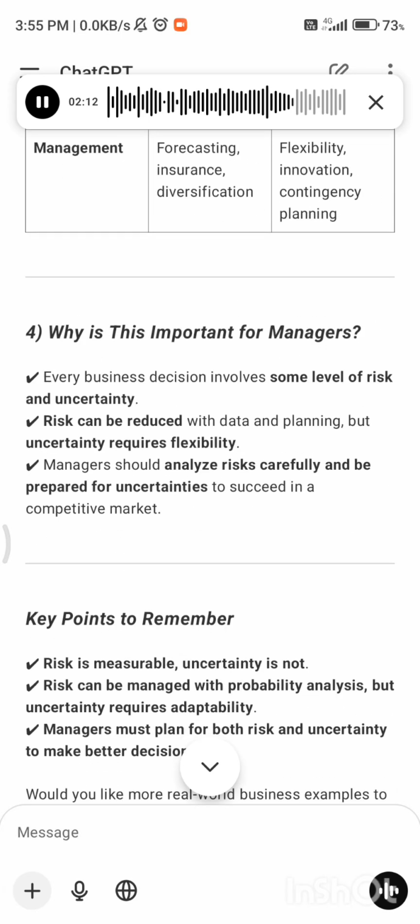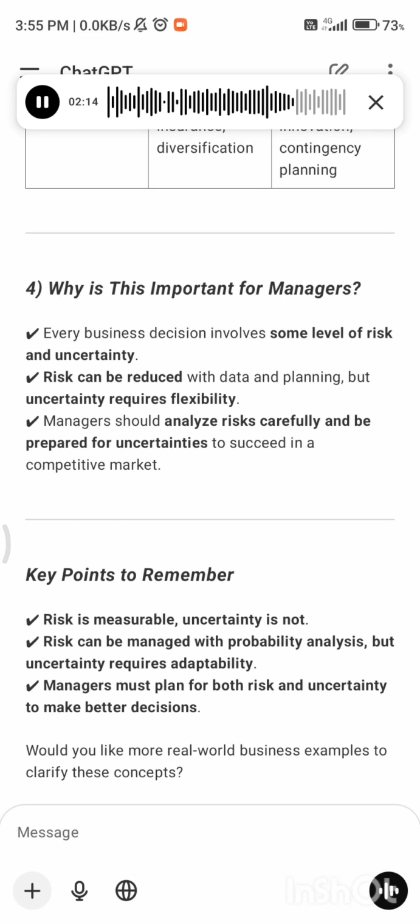Why is this important for managers? Every business decision involves some level of risk and uncertainty. Risk can be reduced with data and planning, but uncertainty requires flexibility. Managers should analyze risks carefully and be prepared for uncertainties to succeed in a competitive market.